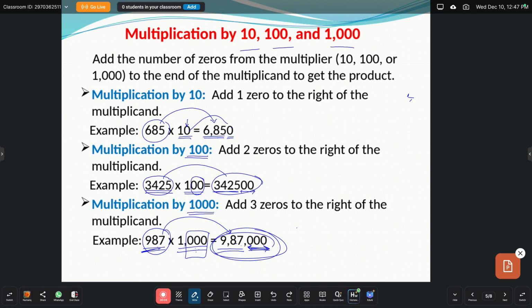So I told you, whenever you have to multiply any number by 10, 100 or 1000, what you will do is you will add the number of zeros from the multiplier to the end of the multiplicand, to the right side of the multiplicand to get the product.